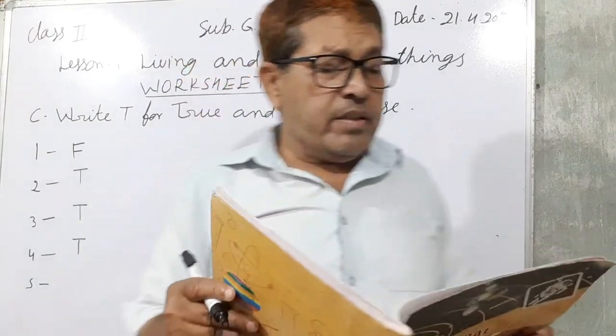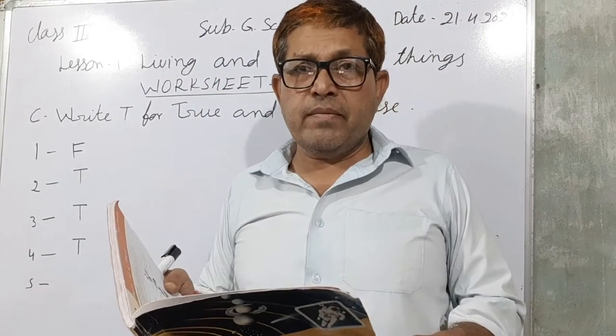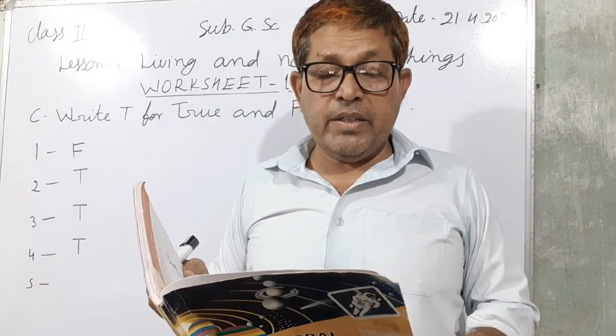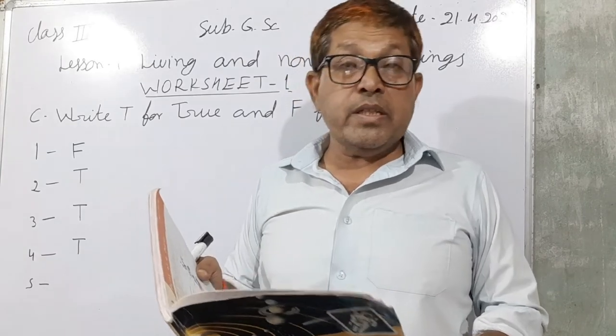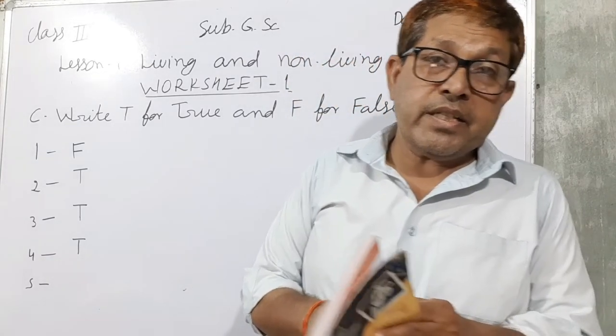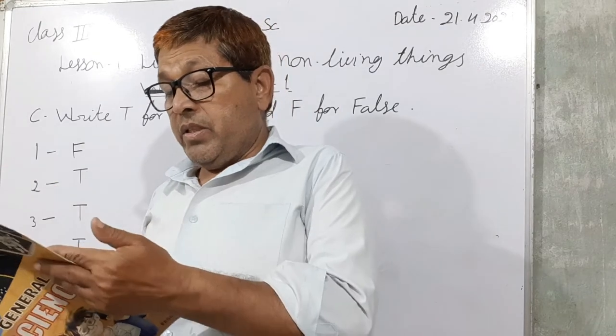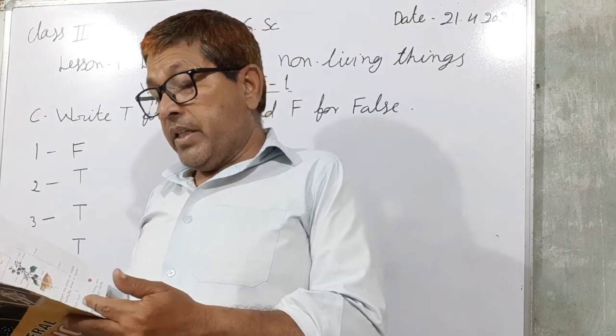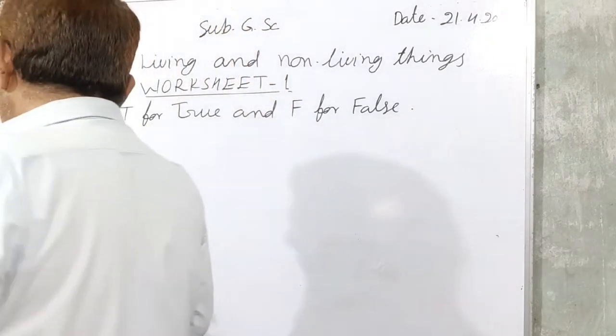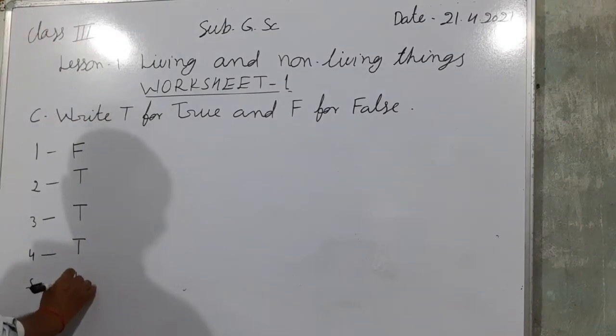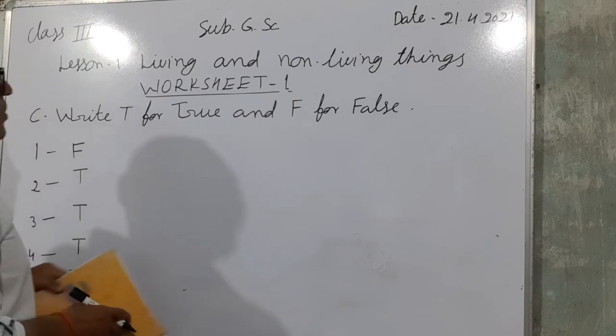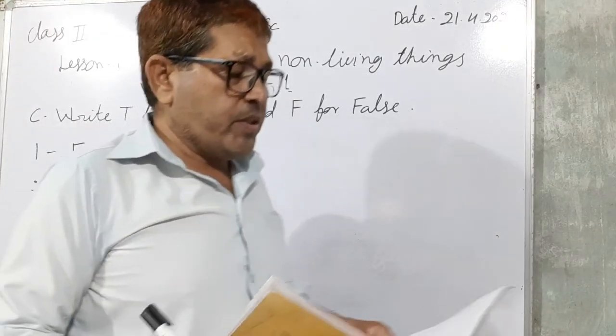And now you see the fifth. The sunflower turns towards the sun. Yes, it is correct. It is true. So, true and false. Once again, we have to see.